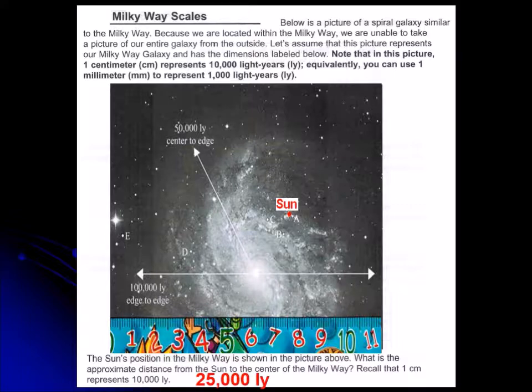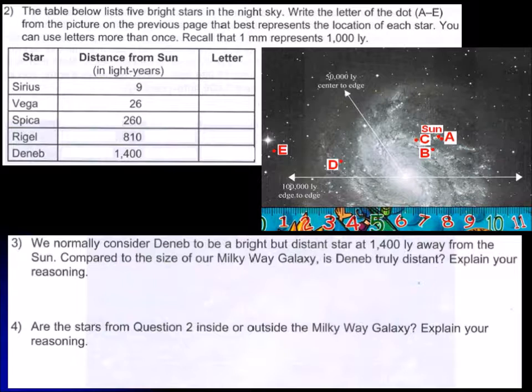Okay, with this in mind, we now look at the following. I label here all the points A, B, C, D, and E, and the question number 2 is giving us 5 objects in the sky, and they are saying that this one is 9 light years from us, 26, 260, 810, and 1400. So the question is, what letter would represent these objects in the sky? It doesn't have to be a different letter. What we have to do is just look at the distance and say, well, if this is the distance, then it better be B or D or A, etc. So at this point, you should stop, pause the video, think about it before I give you the answer.